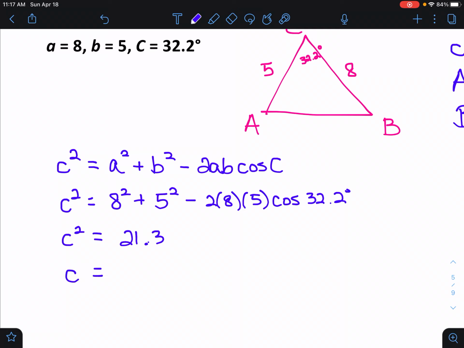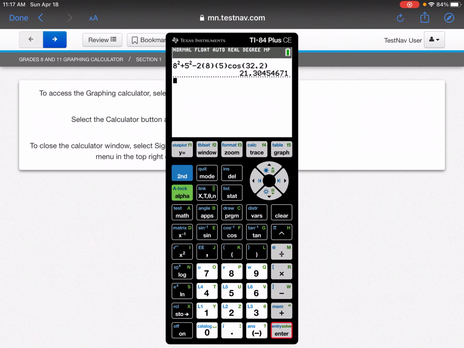Don't forget this last step. Some people just stop here and forget to square root. Now, in order to get the most accurate answer possible, I could type in the whole thing, 21.304, but your calculator will put that in the next line.